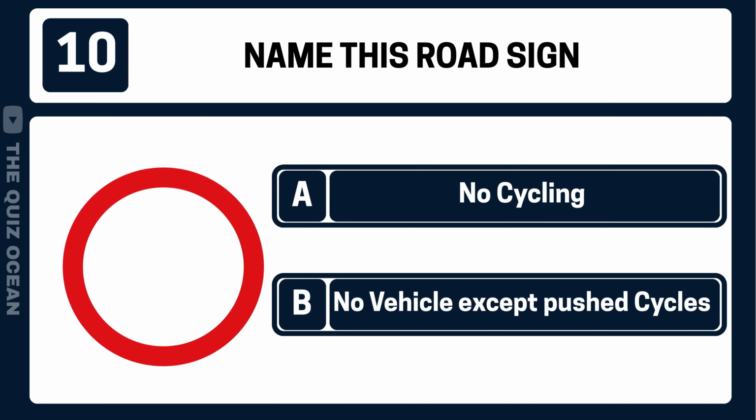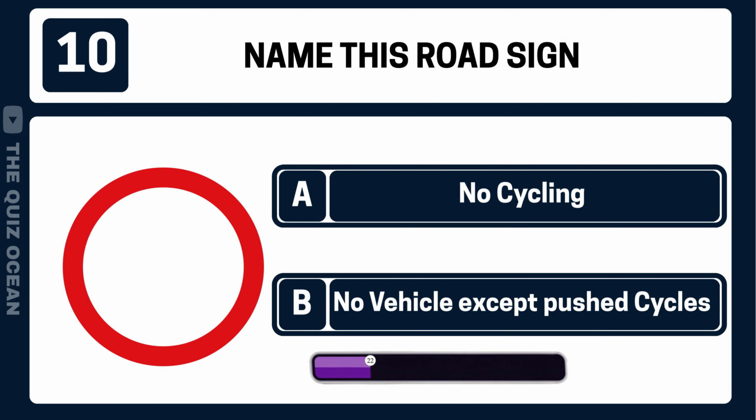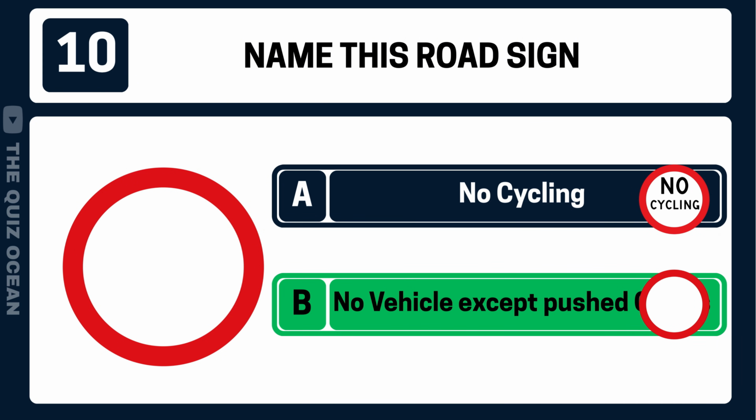Name this road sign. A. No cycling. B. No vehicle except push cycles. Excellent! This sign prohibits all vehicles except pushed cycles.